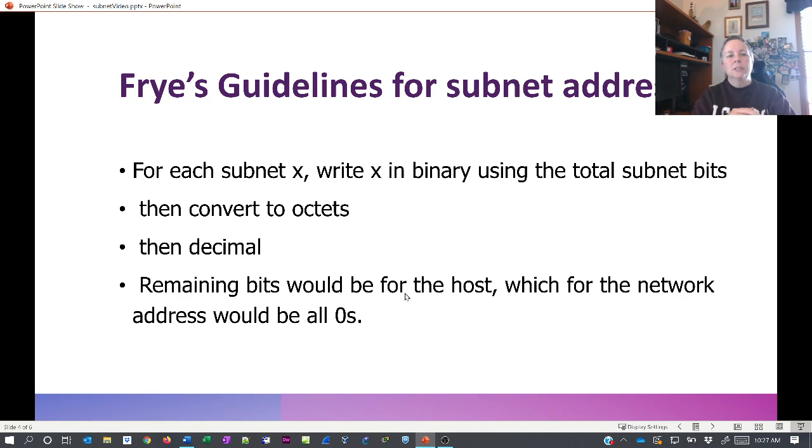Again, the guidelines: whatever the subnet number, if it's 10 or 30 or 3, you want to take that number and write it in binary using however many bits you're using for subnets. You then convert that binary to octets, and then convert to decimal, and that will give you the network address if you have your host bits all 0, and it will give you the broadcast address if you have your host bits all 1. So that's a short review on how to assign subnet addresses.